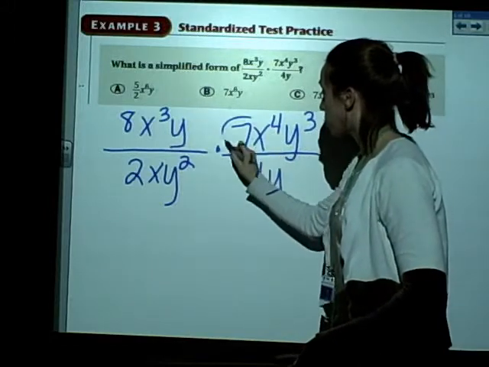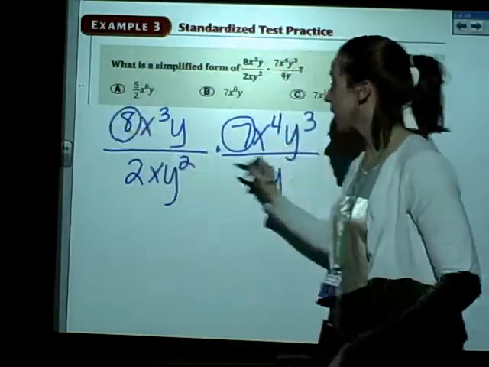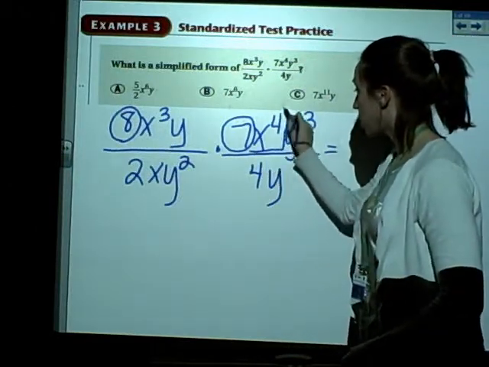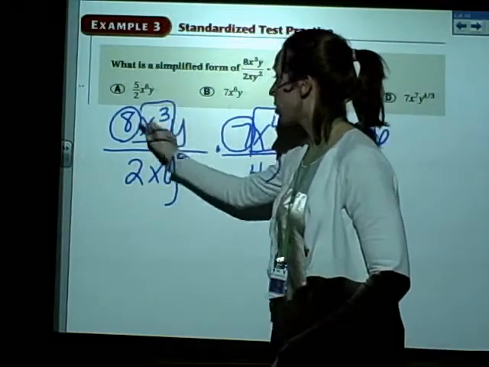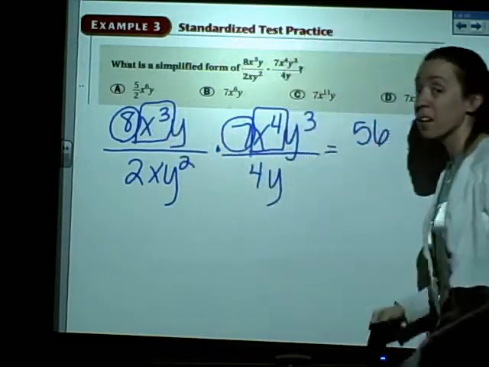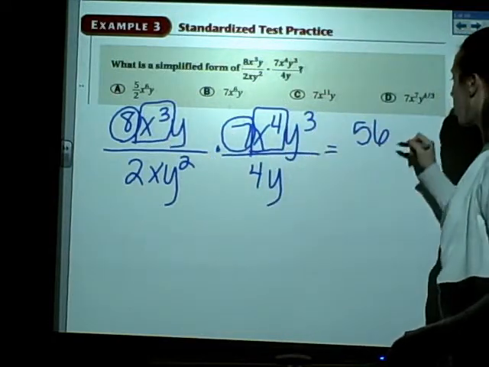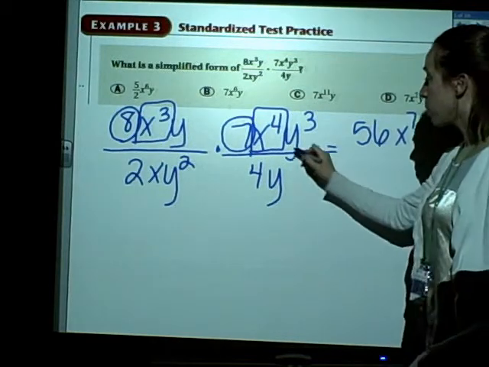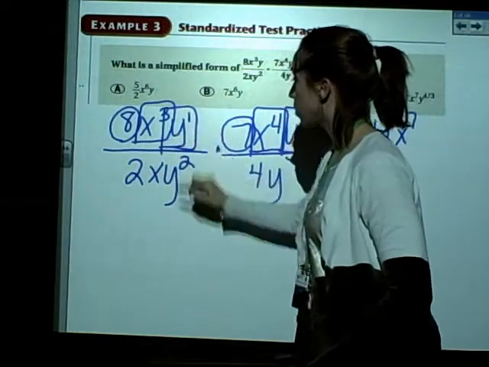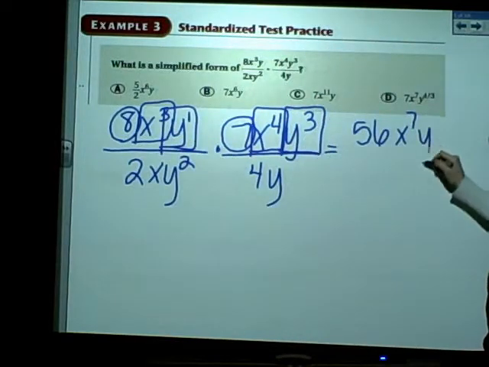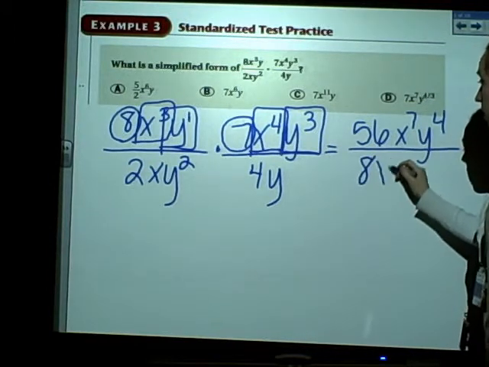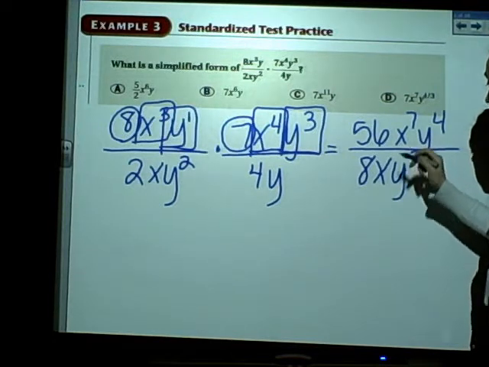So let's do our numbers first. We're going to go 7 times 8. That gives me 56. Then I'm going to multiply x to the fourth times x to the third. When I see two bases there, I'm actually adding the exponents. So we're going to go 3 plus 4, oh, that's 7. And then with my y's, y to the third times y, don't forget there's a 1 there, even if you don't see it, becomes y to the fourth. If you do the bottom, you should end up with 8x, y to the third.